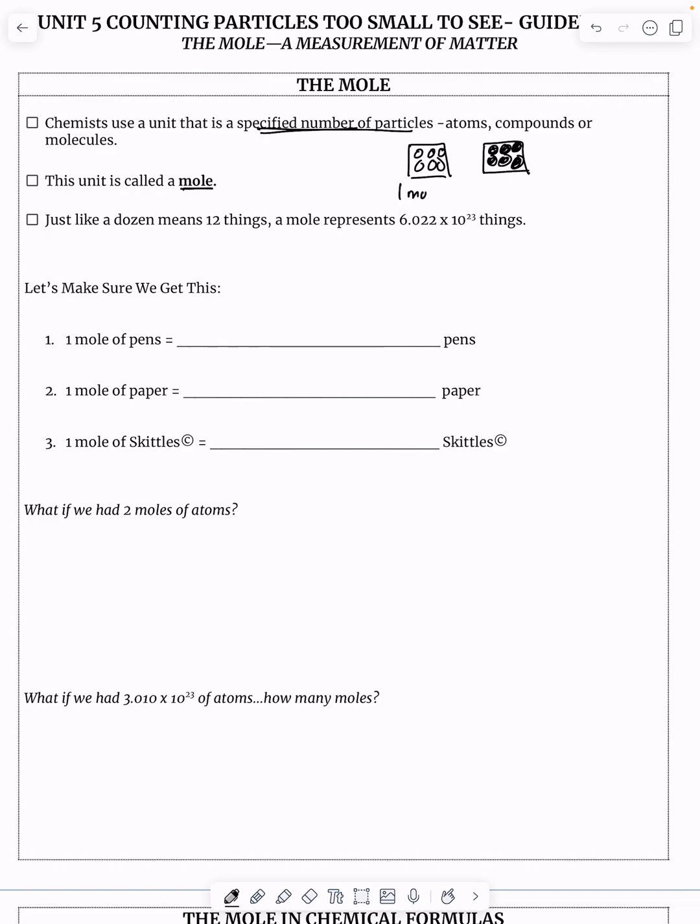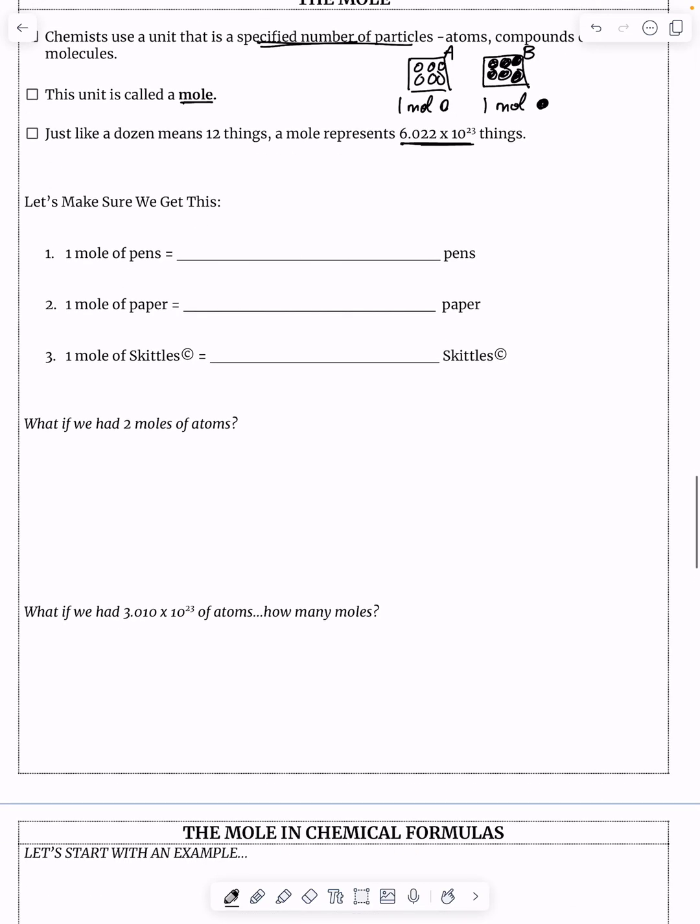This would be 1 mole of gas A. This would be 1 mole of gas B. Now, this mole is kind of like a dozen. If I say dozen, we think 12. When I say a mole, we think 6.022 times 10 to the 23rd. So let's make sure that we could write down this number. I want to gain practice so we could see it.